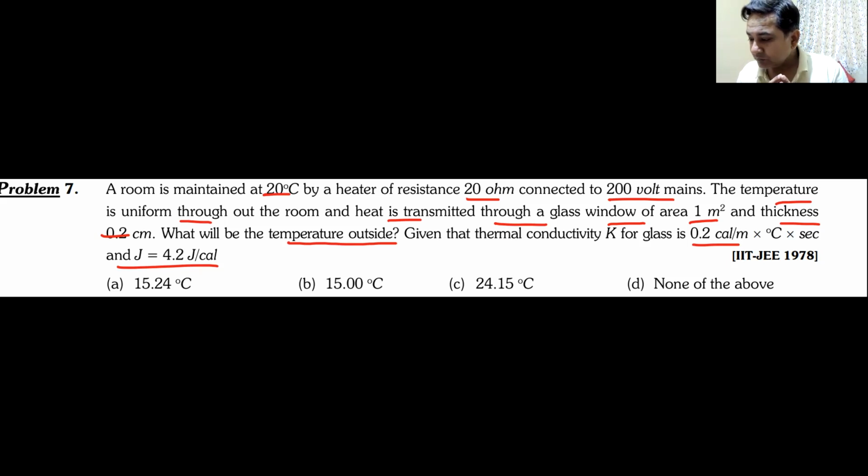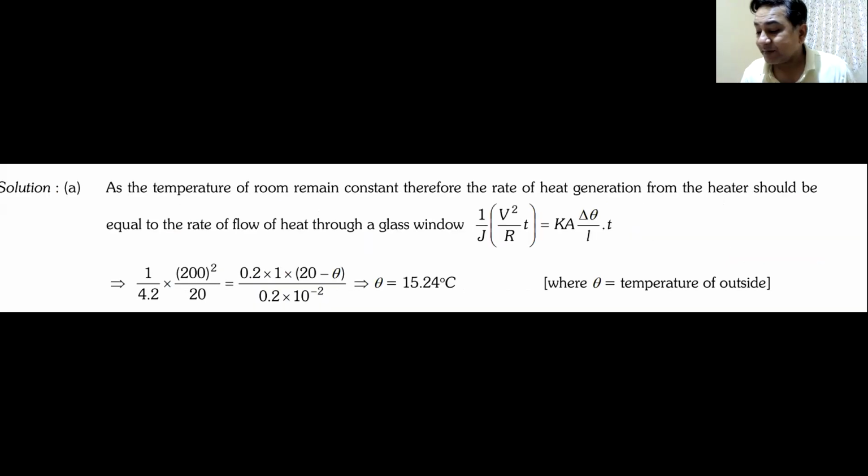Actually, current electricity. Heat is equal to I squared R t. That heat must be flowing out because the temperature remains constant. If that heat is not flowing out, the temperature of the room should rise. Do we understand this? Yes, sir. So whatever heat the heater is generating must be flowing out, and that is the basic concept. Since the temperature of the room is constant, the rate of heat generated from the heater should be equal to the heat flowing through the glass window.